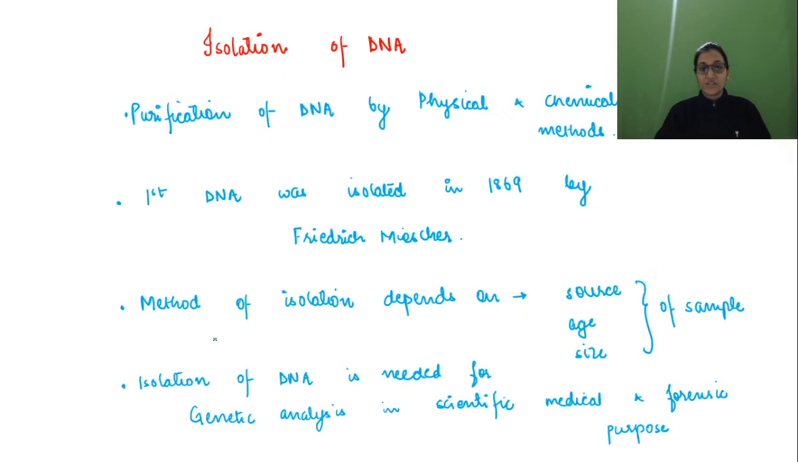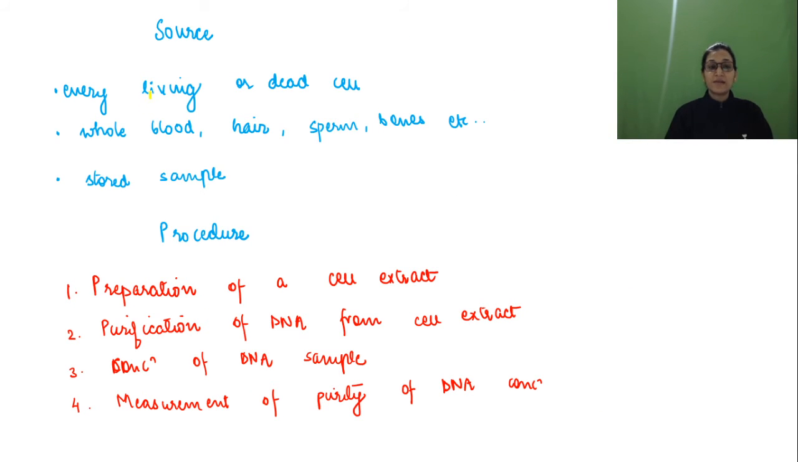So we have done DNA isolation. Let us have a quick revision of DNA isolation. The purification or isolation of DNA is done by physical and chemical methods. The method depends on the source, the age, and the size of the sample. It is needed for scientific, medical, and forensic purposes. The source can be living or dead cells, stored samples, hair follicles, sperm, bone, nail, saliva, urine, anything can be the sample.